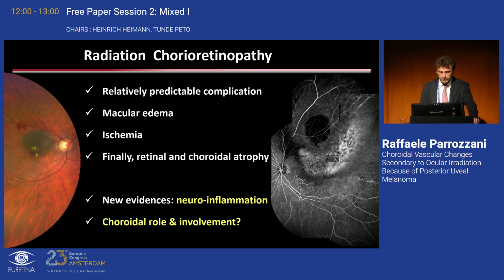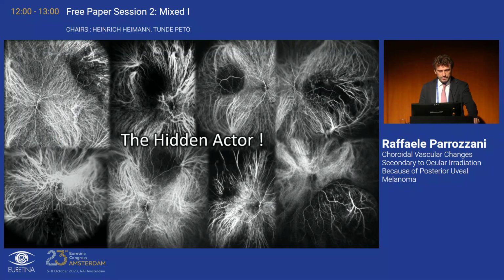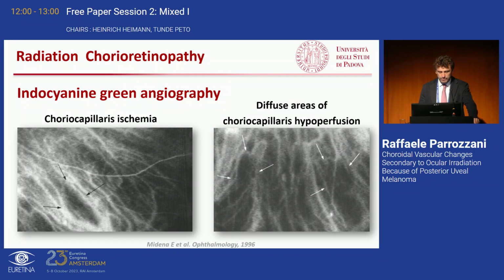What I want to speak about today is the choroidal involvement in this disease, because it's not fully understood. The choroid is the hidden actor, not only because not many of us use ICG angiography to study the disease, but also because it's not something we want to look at. But if you go back to the 90s, a person who used ICG angiography for this disease clearly described choriocapillary ischemia and hypoperfusion in the irradiated eye.